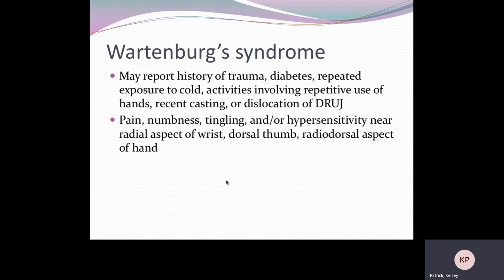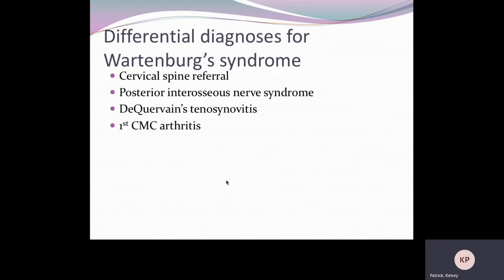Wartenberg syndrome. These patients may report history of trauma, diabetes, repeated exposure to cold, repetitive use of hands, recent casting, or distal radial ulnar joint dislocation. They often report pain, numbness, tingling, and/or hypersensitivity near the radial aspect of the wrist, dorsal thumb, or radiodorsal aspect of the hand. The top differential diagnoses for Wartenberg syndrome are listed.